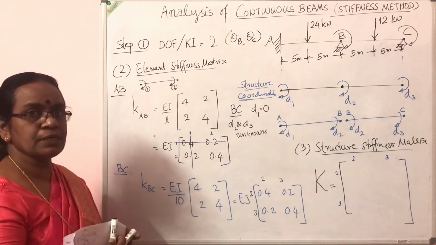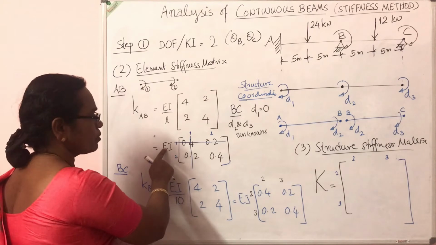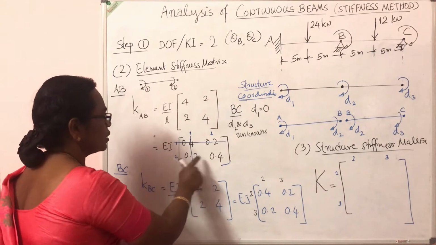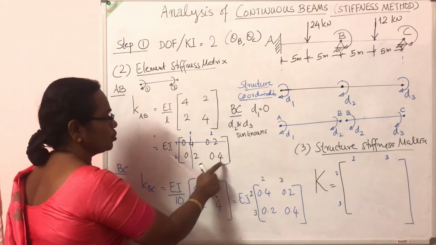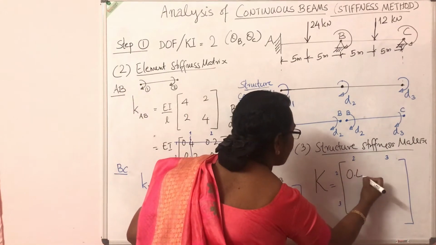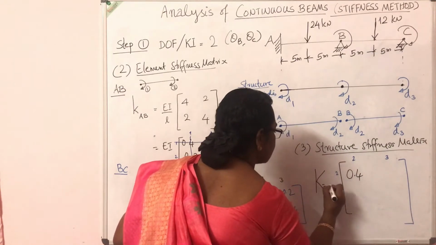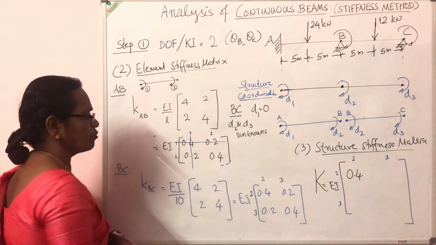Being D2 and D3 the degrees of freedom. So let us see what the posting is from the first element. In the first element, there is only one element, 0.4, and it is in location 2, 2. So in location 2, 2, we have to write 0.4. Definitely EI is outside. So from the first element there is 0.4.